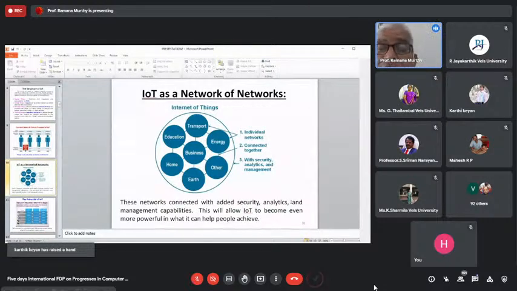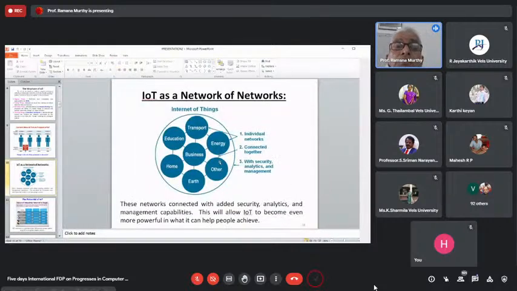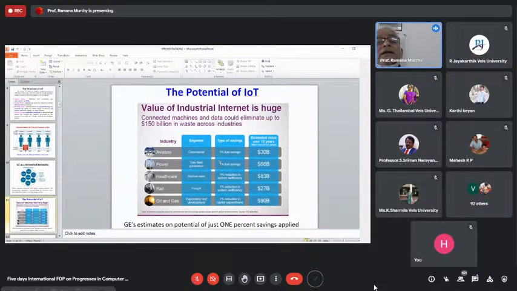So the Internet of Things is basically a combination of individual networks connected together with a clear emphasis on security, analytics, and how best you can manage. These networks connected with added security, analytics, and management capabilities will allow IoT to become even more powerful in what people can achieve. So now let's go to next. When we speak about this, what is the potential of the IoT? Which is the potential among the IoT?